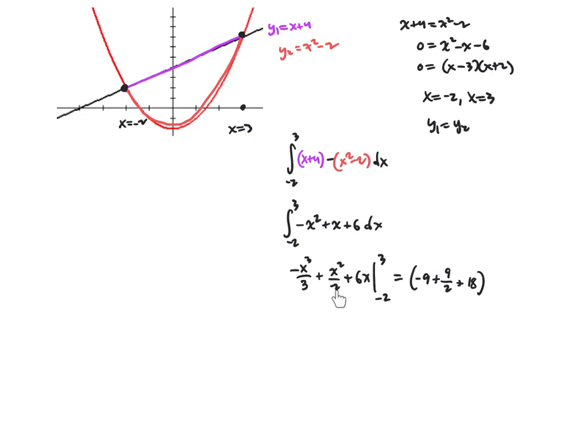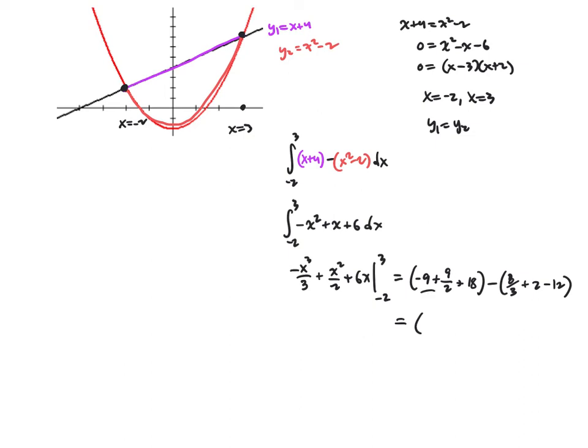9, which is 3 squared, over 2, which is good. And then 3 times 6, which is 18. Good. Okay. Minus our antiderivative evaluated at negative 2, which would be a positive 8 thirds, plus 4 over 2, which is 2, and minus 12. All right. This is the part where things start to go awry because our fractional skills are not as good.